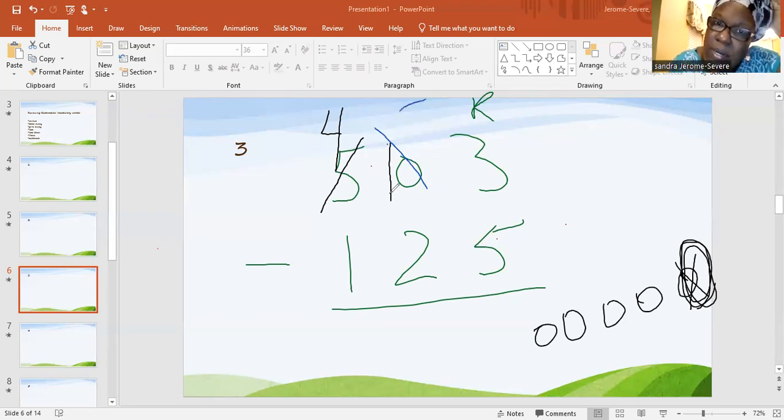Very good. If you say 9, very good. So, well, Miss Sharon, what do I do with that 1 that I take? You put it right in front of the 3. So now it's not a 3 anymore. It becomes 13.